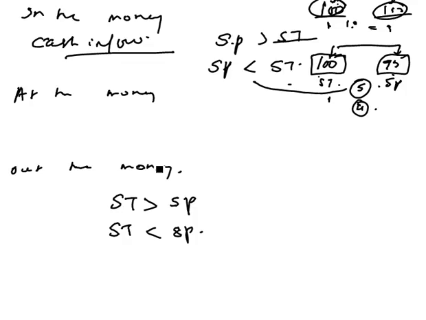And an at the money option is an option in which the spot price of the underlying asset is equal to the strike price, and there is no gain or no loss. There will be no cash inflow or cash outflow in this case.